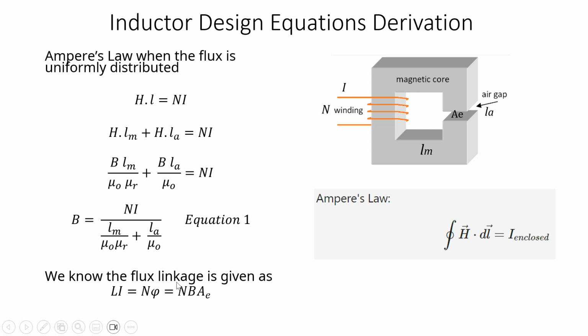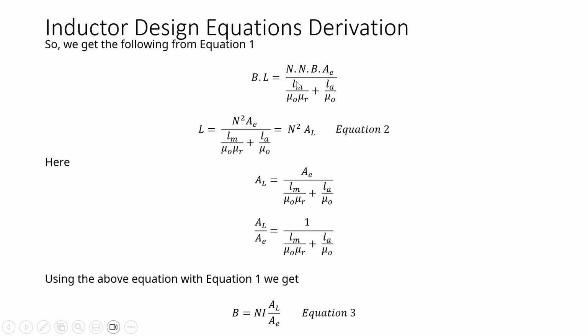Now if we use the equation of the flux linkage, then we have this expression, and if we use the value of phi as BA, the area of the cross section of the core, and then use this value of I in this expression, we will get something like this, and after rearranging we can get the value of the inductance with this equation. In this equation, this part is called the AL part, so I have written it as AL.